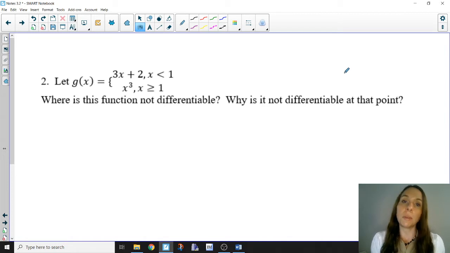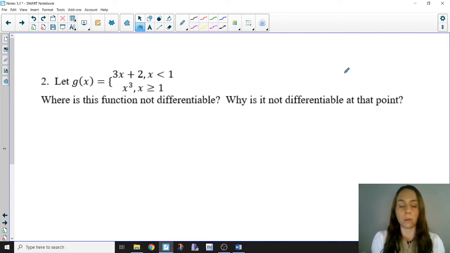Okay, well, for a piecewise function, you can look at each piece separately and first ask yourself, is each piece in itself differentiable everywhere? So left of 1, we have the function 3x plus 2, and that is definitely differentiable everywhere because it has a constant slope of 3 everywhere, right? x cubed is also differentiable everywhere.